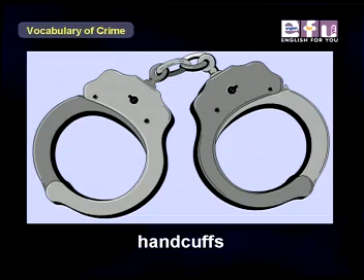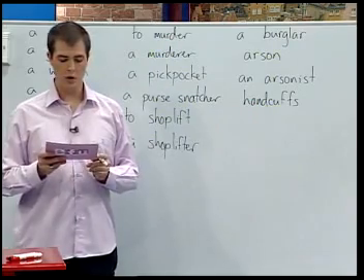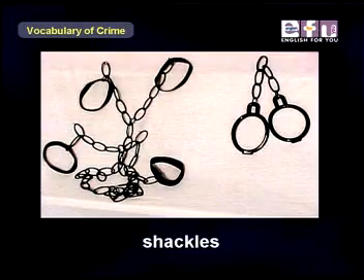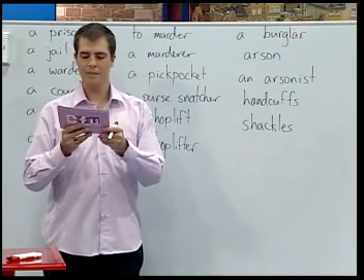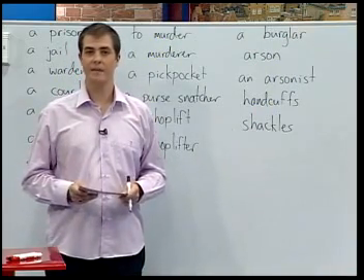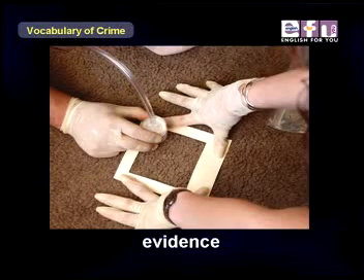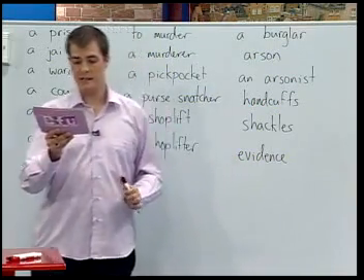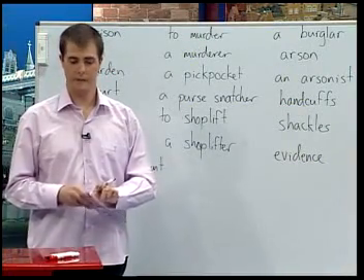Handcuffs. Handcuffs are a pair of metal rings joined by a chain used for holding a prisoner's wrists together. Shackles. Shackles are metal rings joined by a chain, and they're used for fastening a prisoner's feet or hands. They're similar to handcuffs. And lastly, we have evidence. Evidence is facts, objects, or signs that make you believe something is true. For example, fingerprints, hair, footprints are examples of evidence.